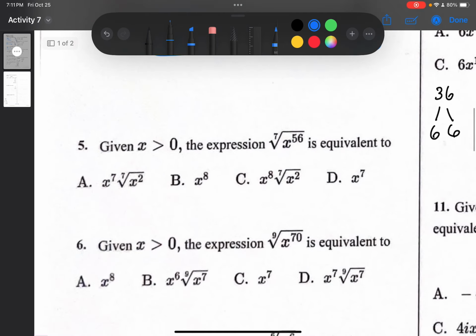For number 5, I showed this method in class, but the way I split this up, again, if you remember, this is the same as, so you're wanting to divide 56 by 7, right, from here. So a way to do that is you can split these numbers up.